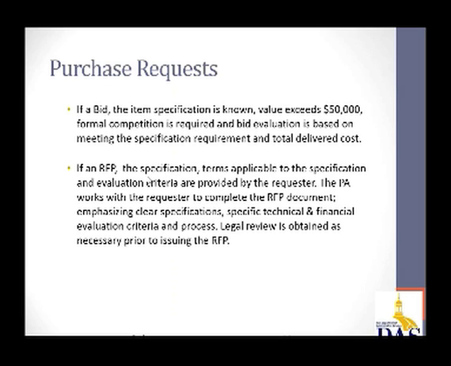If the item's a bid, as we've said, the specification is known, the value exceeds $50,000. Formal competition is required, and a bid evaluation is based upon simply meeting the specification requirement and the total delivered cost. If it's an RFP, the spec, the terms applicable to the specification, and evaluation criteria are provided by the requester. At that time, the purchasing agent will work with them to be certain that it meets their requirements.